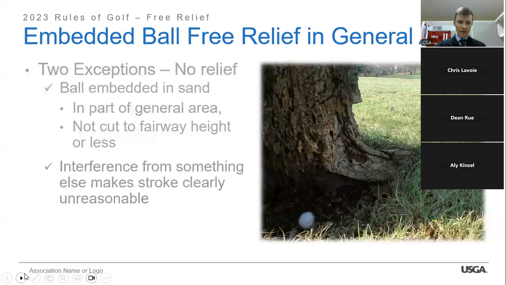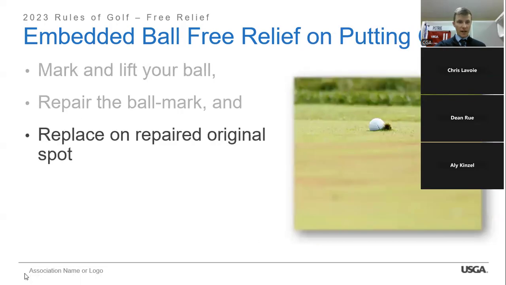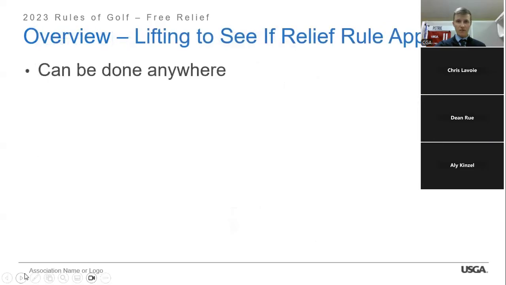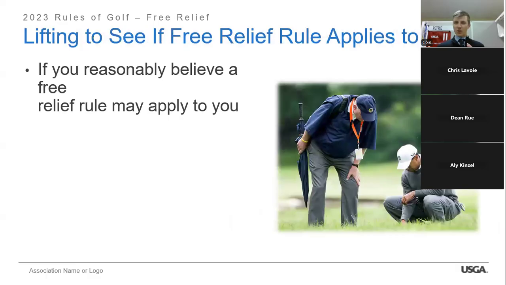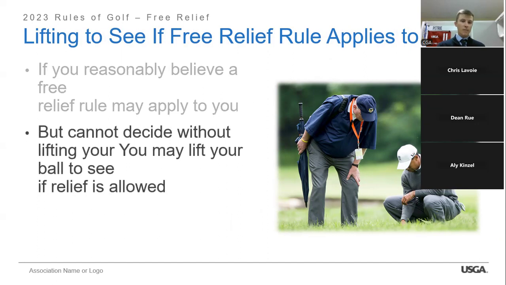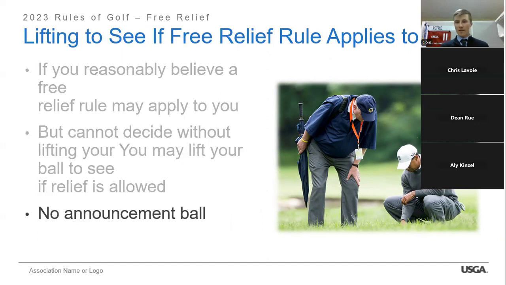I'm going to keep powering on. I think there was one last part of 16. Yes, very quick though. We're going to be lifting to see if a rule applies. We must follow procedure. This is basically just talking about I'm trying to lift the ball to see if I get free relief. And you can't tell without lifting the ball. The most common way we're using this is for embedded ball. So we think a ball might be embedded. We have to lift it.